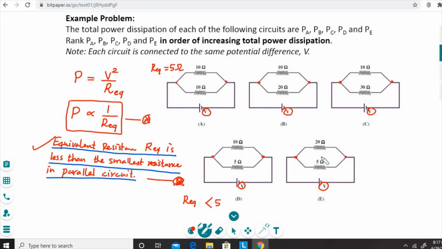Then how about these cases? Do we know that, for example, the equivalent resistance for this circuit, is it larger than the equivalent resistance here or smaller? How about these B and C, the equivalent resistance for these circuits, are they larger or smaller than 5 ohms? So that's another important thing that we need to understand, what happens in a situation like this. So let's try to look into that.